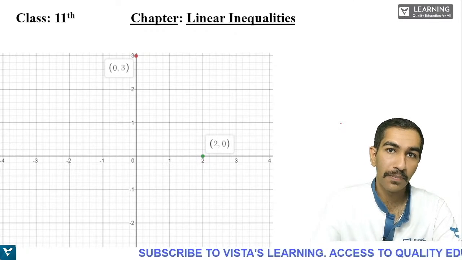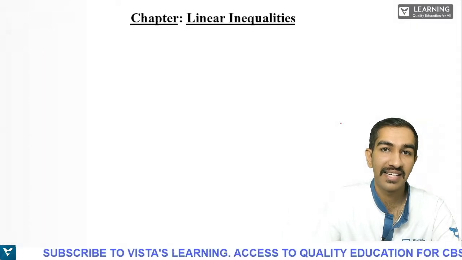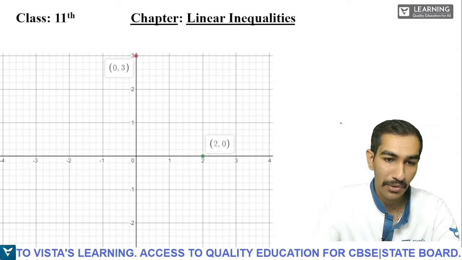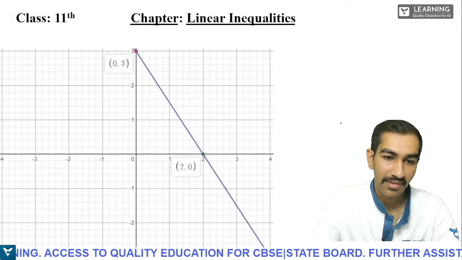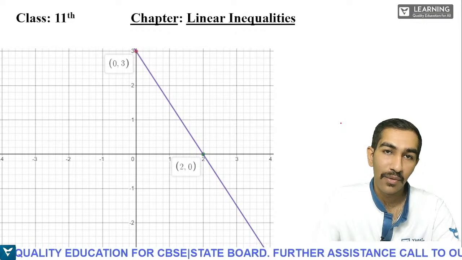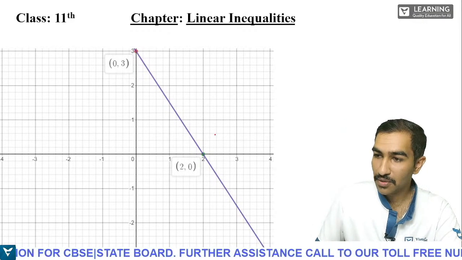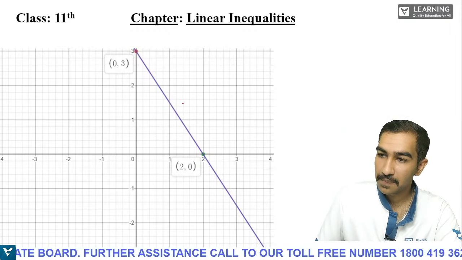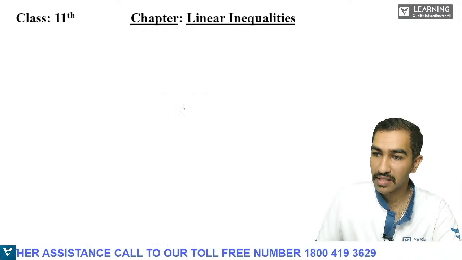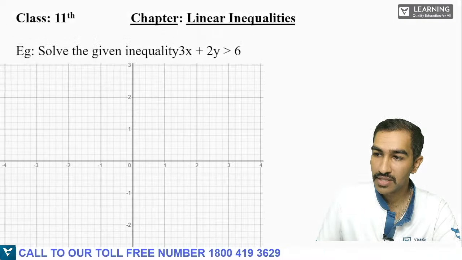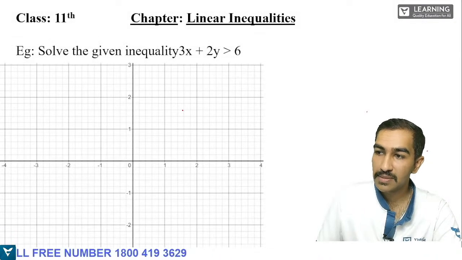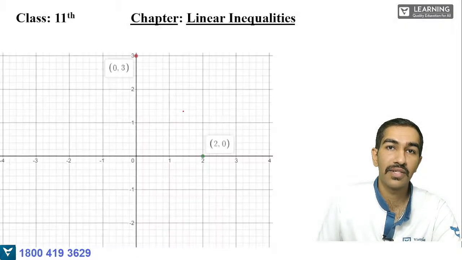Now join these both points. What will happen? You will get a straight line. Correct? So this is that straight line. Now what is the equation of this straight line? The equation of this straight line is 3x plus 2y is equal to 6.